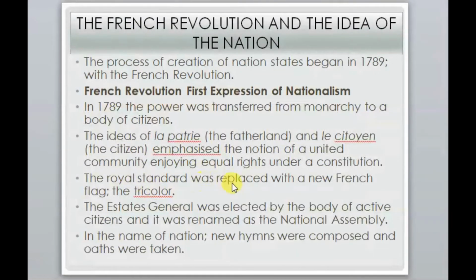The previous royal flag was replaced with a new French flag, the tricolor. The second measure was taken. The Estates General was elected by the body of active citizens and it was renamed as the National Assembly. New hymns were composed, oaths were taken, and all these were done in the name of the nation.